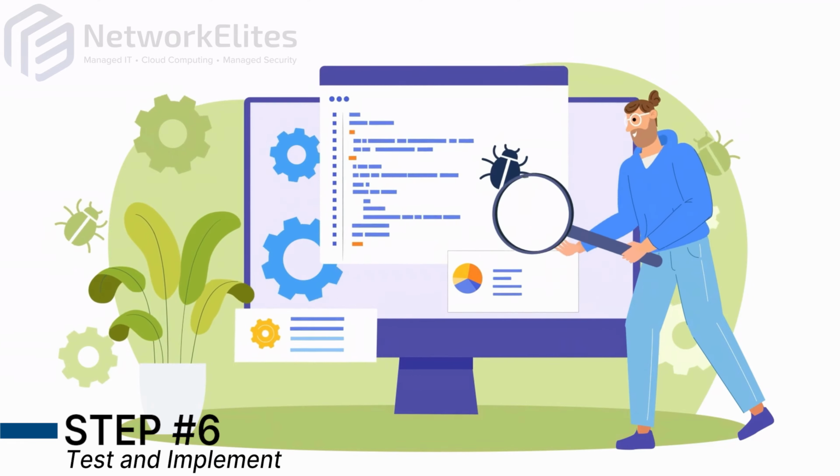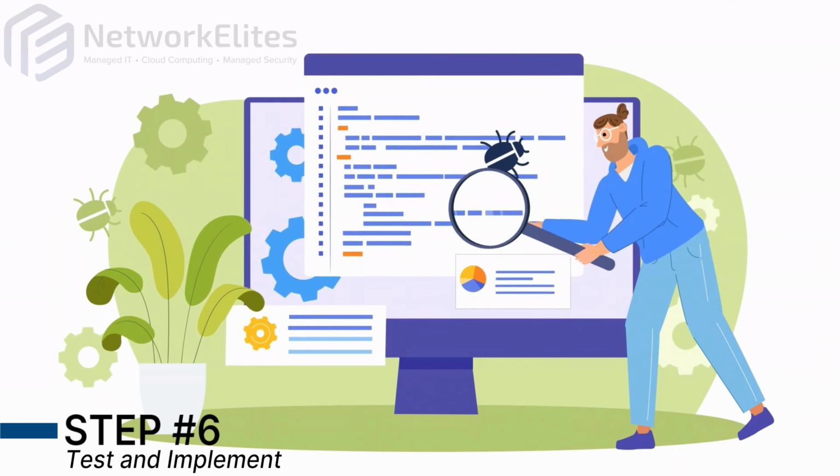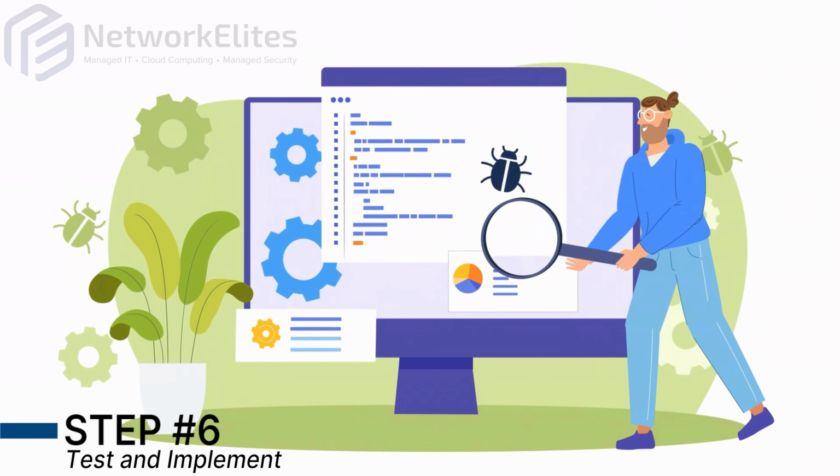Step 6, test and implement. Once you've selected a solution, start with a trial period and test its effectiveness. Make sure it integrates well with your existing system before fully implementing it.